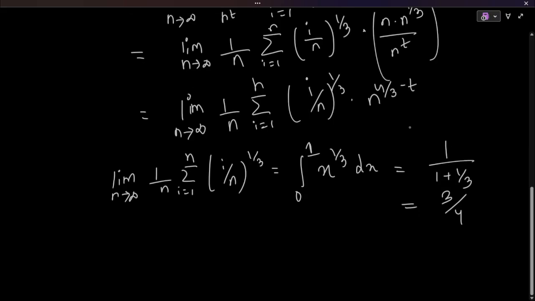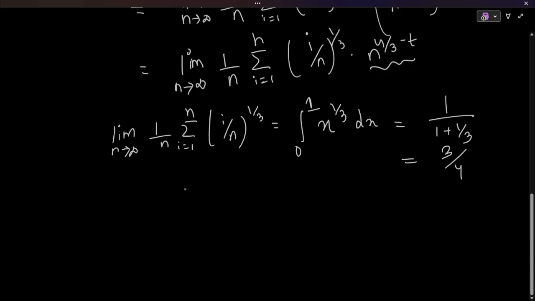Now we want to investigate this part, like what would happen for different values of t. So let's take some cases. Case 1: let t be less than 4 by 3.